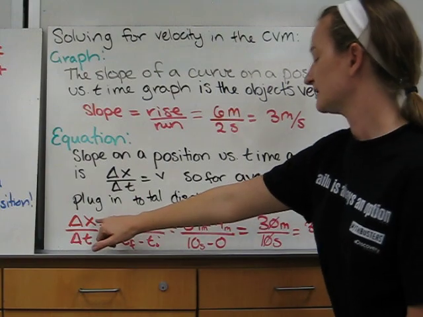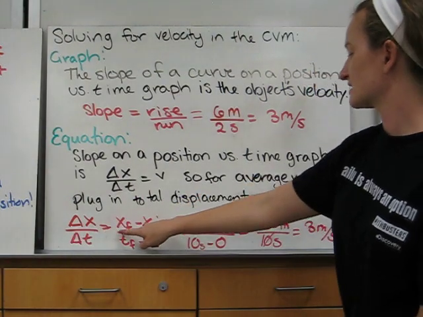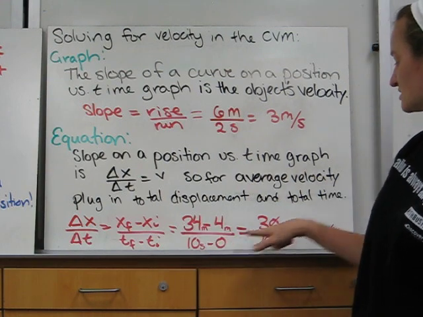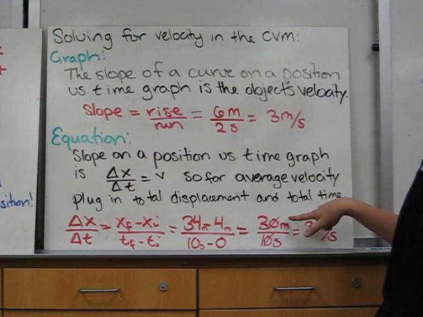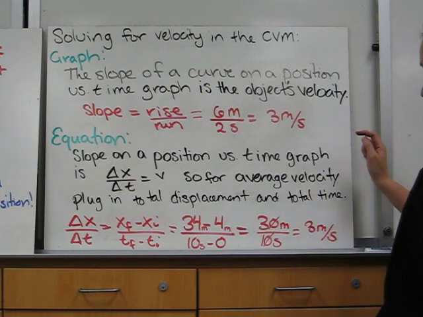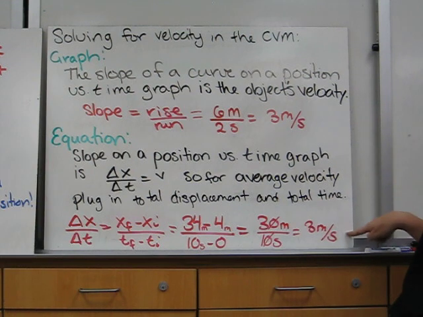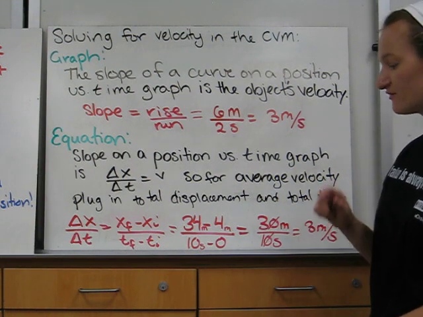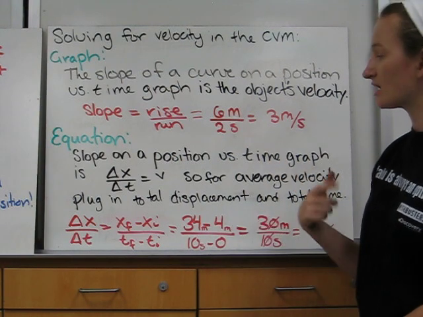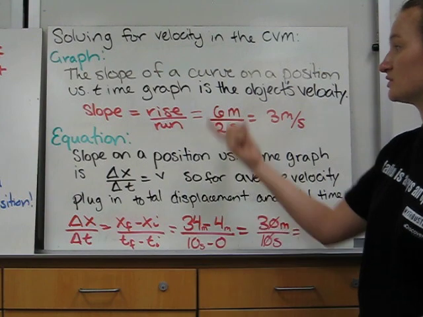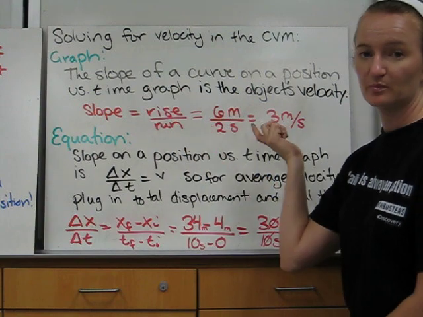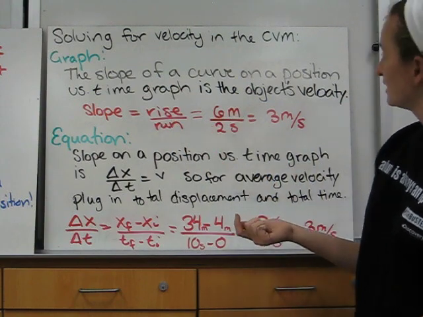So we would simply plug in change in position over change in time. X final is 34 minus x initial is 4, t final is 10, t initial is 0, gives us 30 meters over a time period of 10 seconds, so 30 meters divided by 10 seconds gives us 3 meters per second. So we have found another way, using this equation, to find the velocity of this particular object. So if you didn't have a graph, you could just use the equation. If you did have a graph, you could simply solve for the slope.